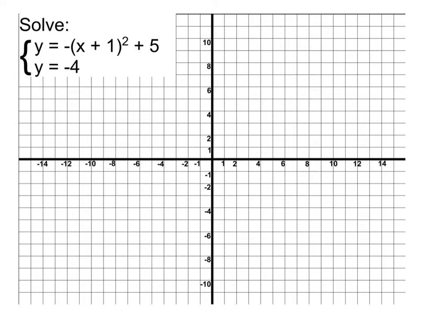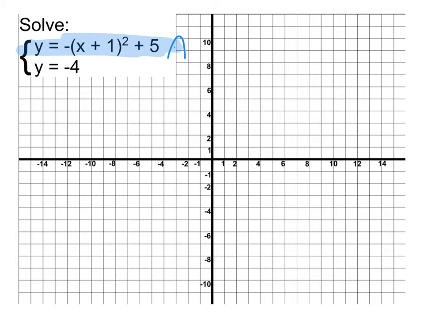So I'm going to start in this particular case by graphing the y equals negative x plus 1 squared plus 5. Now, of course, it is a quadratic equation, and therefore we know it's going to be a parabola. And because it's negative out front of it, our parabola is going to be opening down. And of course, it'll start left 1 and up 5.